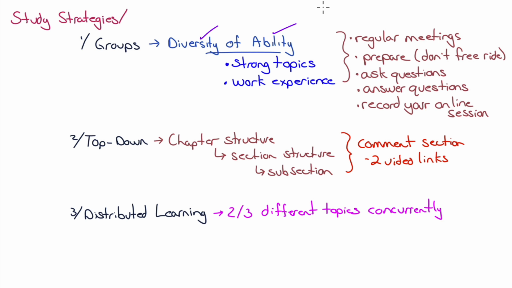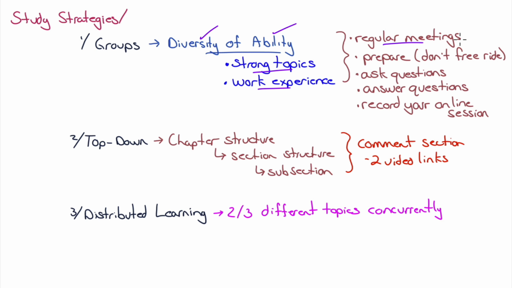Diversity of ability. You want a mixture of people with strong topics. Maybe I'm really good at fixed income and derivatives, but I'm not that good at individual portfolio management. But you're really good at individual portfolio management, but you're not that good at derivatives and fixed income. Do you see where I'm going with this? Also, get some work experience in there. Get some people who have work experience. They're at level 3 especially. You have people who have been on a bond trading desk for 3 or 4 years. You have portfolio managers that have been doing it for 4, 5, 6 years. Derivatives traders out there. Get a bunch of them on your team.